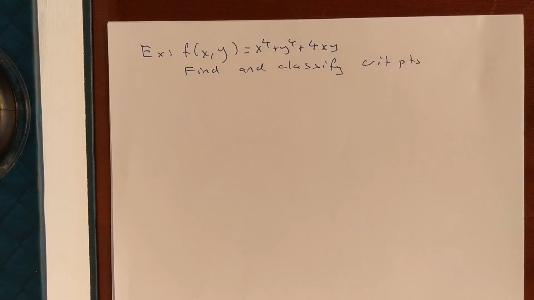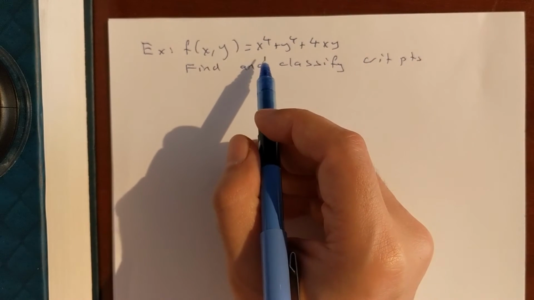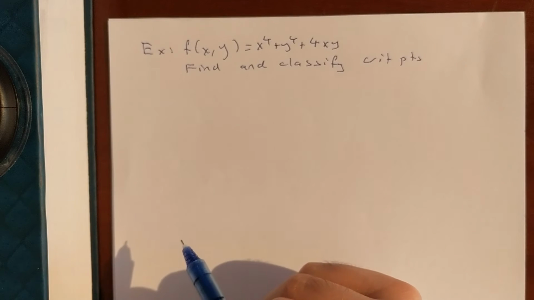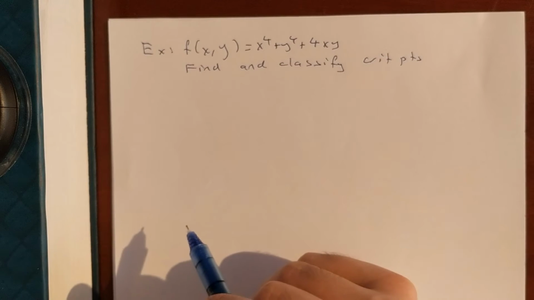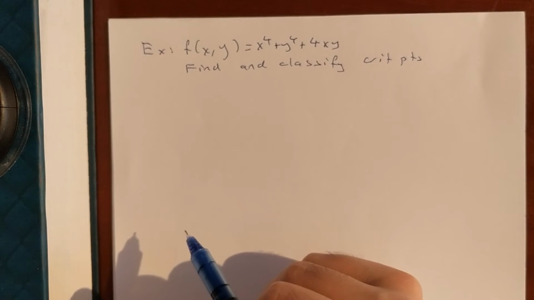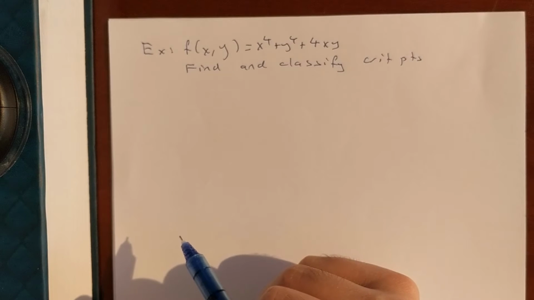Alright folks, we're back with another example. So we have a function f of xy. It's equal to x squared plus x to the fourth plus y to the fourth plus 4xy, and we would like to find and classify all the critical points. Okay, so this one is a little bit more complicated.